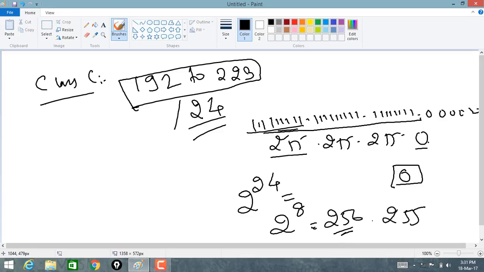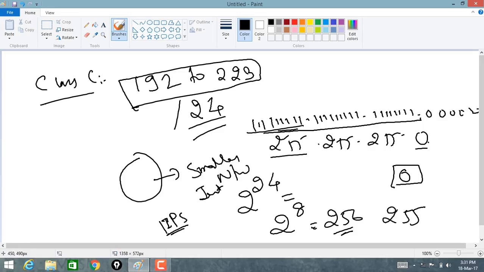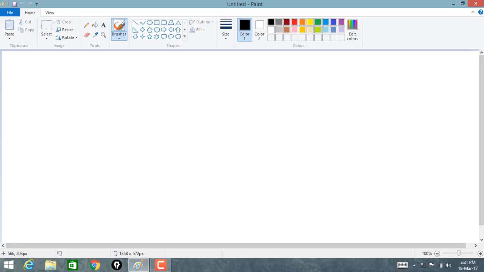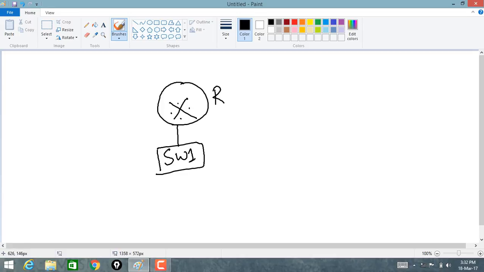Now we'll jump to subnetting: how we divide a larger network into smaller networks, just to save very important IPs which we do not want to get wasted. For example, in a network, this is a router, denoted like this, and we connect a switch to the router. We'll call this switch 1 and this router 1.